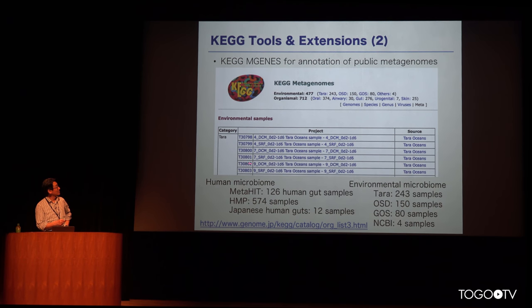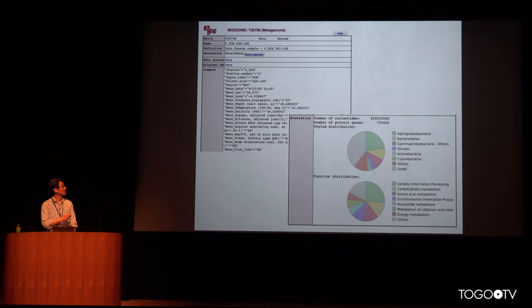Another example is KEGG Metagenomes. By using GhostKOALA, the much faster annotation system, we can annotate many metagenomics sequences. Currently we implemented the environmental data sets, mainly from the ocean samples and the human microbiome samples like this. We annotate all the amino acid sequences from these samples and create the database for each sample. And you can see the environmental parameters and the distribution of the functions and species. And we can also see the pathways and gene annotation too.